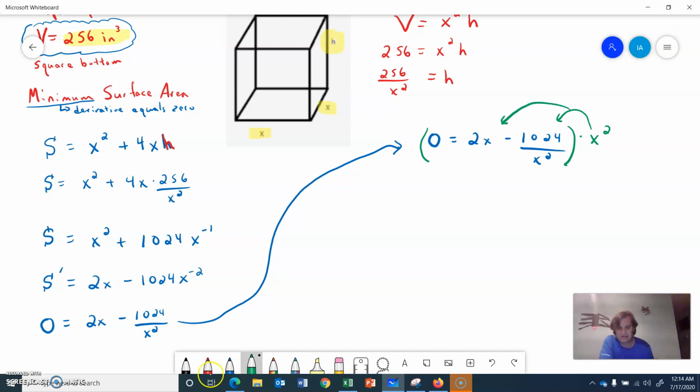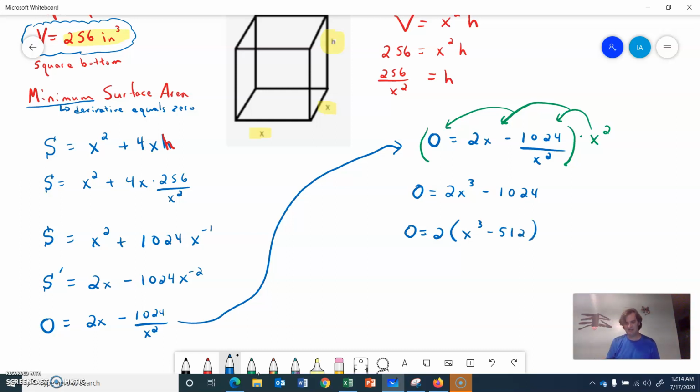So if I do that, of course, well, let me make it clearer just in case you do a different problem. But x squared times 0 is still 0. 2x times x squared is 2x cubed. And 1024 over x squared times x squared is just 1024. So that's a minus 1024. So I have an equation set equal to 0 here. I know I can pull a 2 out. So I have 0 equals 2 times x cubed minus 512.